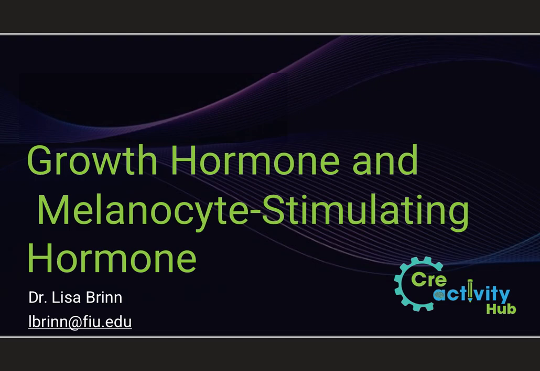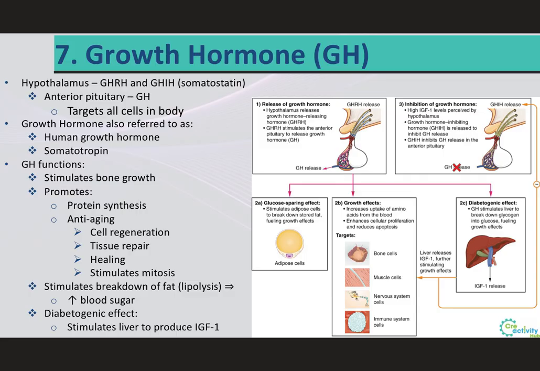Hi everyone, for this PowerPoint presentation, we will be covering two different hormones, which are the growth hormone and the melanocyte stimulating hormone. The growth hormone is a hormone that will be released by the anterior pituitary gland after it is stimulated by the growth hormone releasing hormone that is released by the hypothalamus. So once the hypothalamus releases the growth hormone releasing hormone, it will activate the anterior pituitary to release growth hormone.